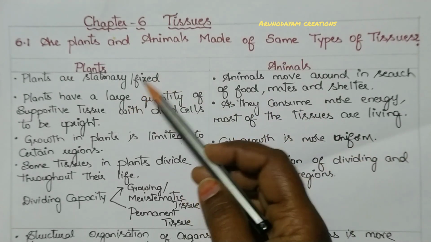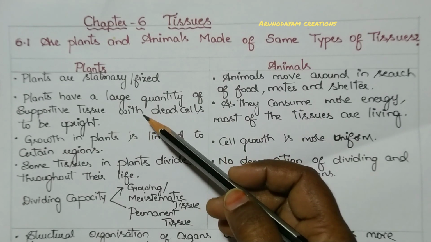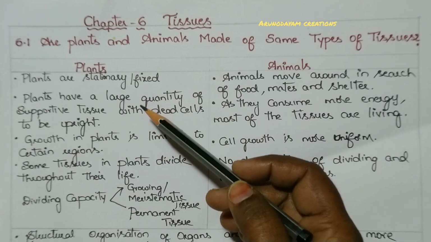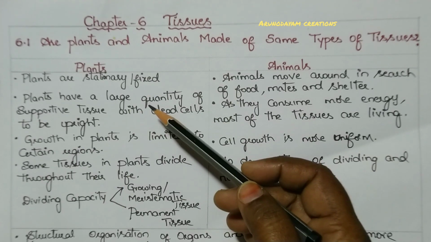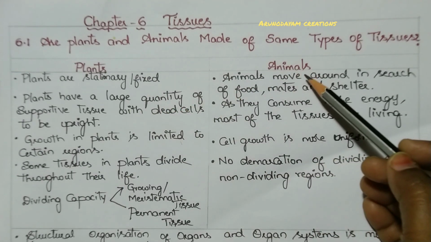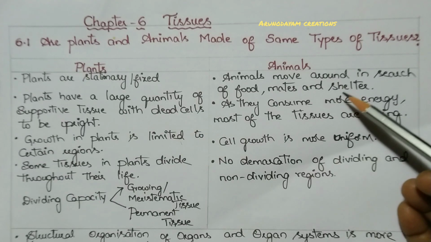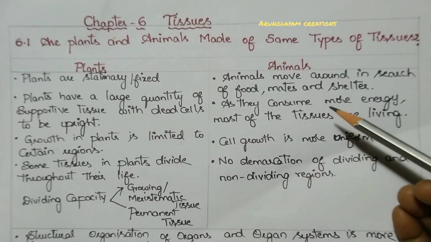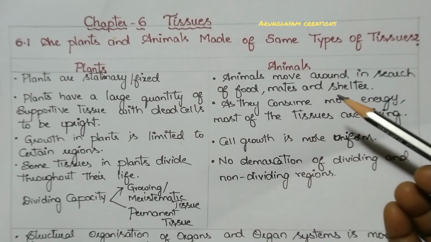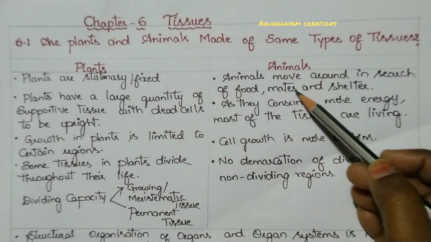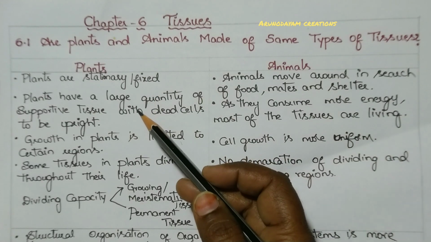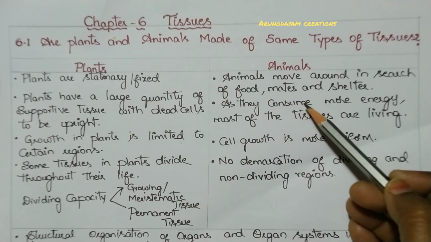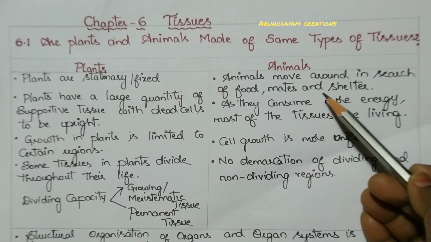First, plants are stationary or fixed in nature. They are immobile. They cannot move from one place to another. Whereas animals move around in search of food, mates and shelter. So animals have to move from one place to another in search of food, in search of partners, in search of shelter. So their lifestyle is stationary in plants and locomotory in animals.